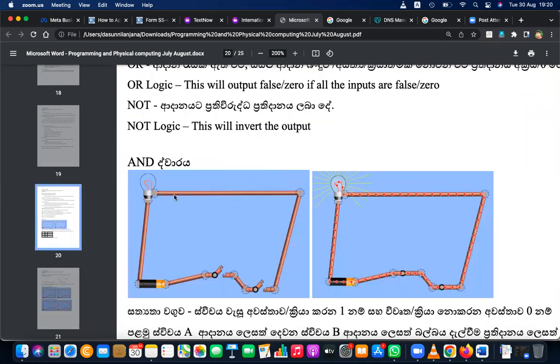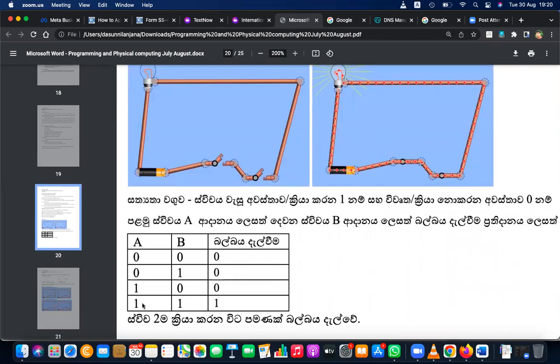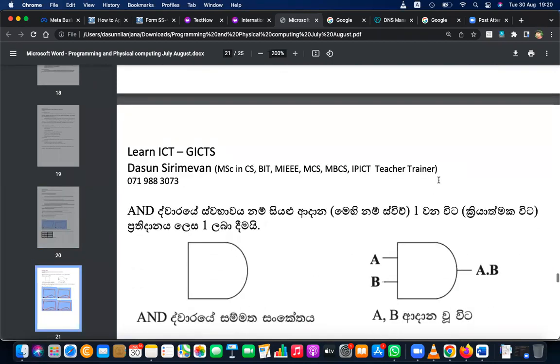Remember, for the AND gate the speciality is what if all inputs are one. If both A and B are one, both switches are working, the bulb is on. A and B both are one, bulb is on. That is the speciality of the AND gate, and this is the symbol of the AND gate and this is the logic expression of AND.